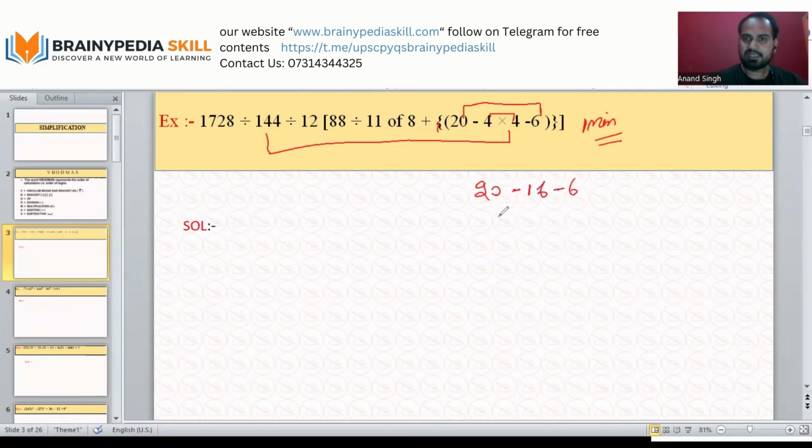minus 6, right? So this is going to be how much? 20 minus 22, right? Under which bracket? Again, this bracket is going to be removed, and the curly bracket is going to come in place of the parenthesis, right? This bracket is said to be the parenthesis, right?